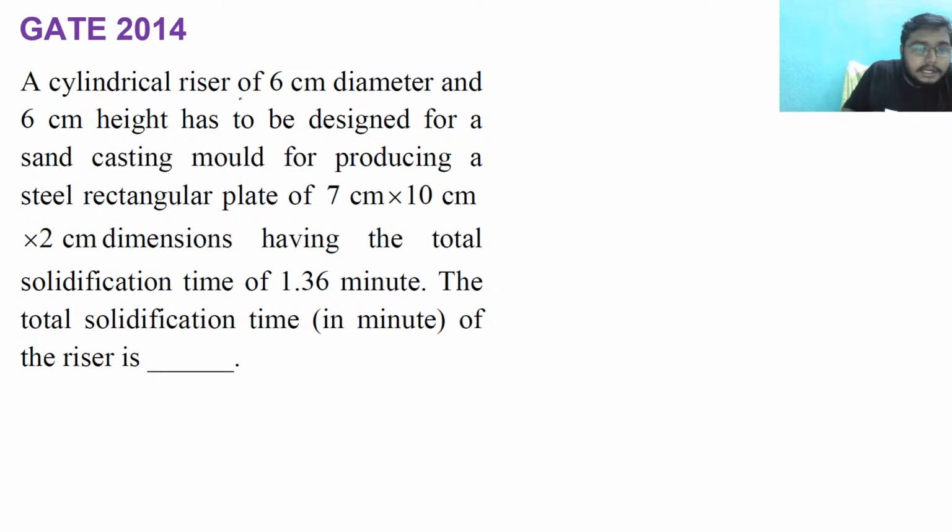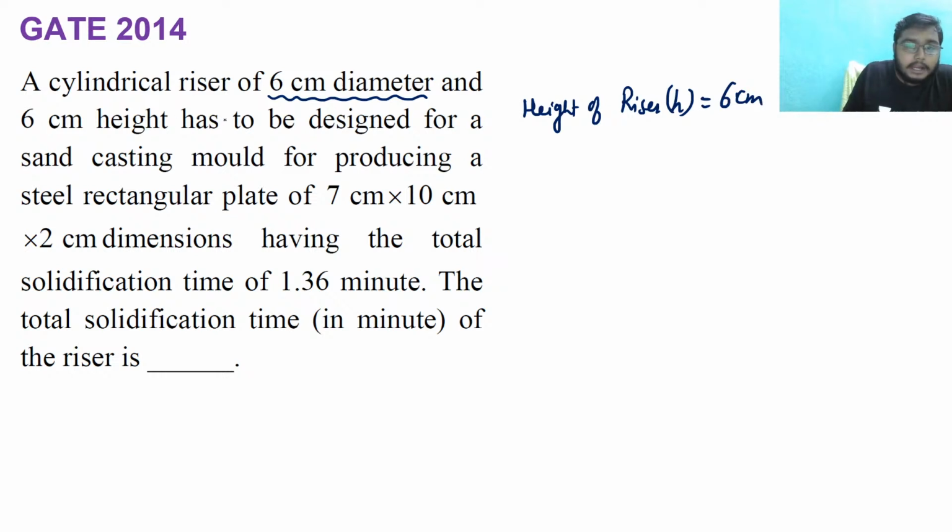See, in this question, a cylindrical riser of 6 centimeter diameter. So there is a riser of 6 centimeter diameter. Can I write that there is a height of riser? Let us assume this height to be h. This is given as 6 centimeter. And a cylindrical riser of 6 centimeter height and 6 centimeter diameter. Let this diameter of riser also be 6 centimeter. So this is D, which is actually 6 centimeter.